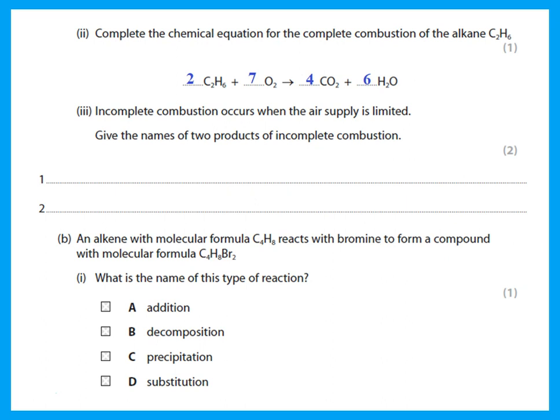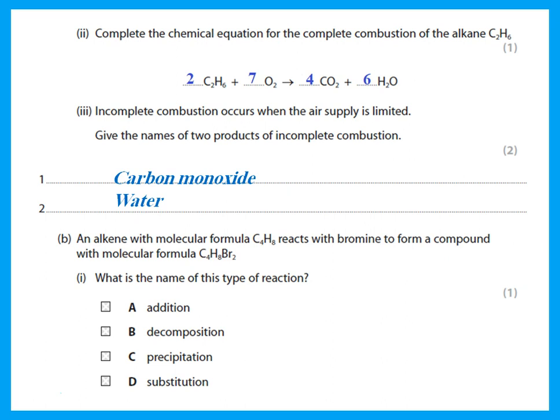Then he says incomplete combustion occurs when the air supply is limited. Give the names of 2 products of incomplete combustion. Remember that we said if I have complete combustion, it gives carbon dioxide plus water, like that equation above. But if I have incomplete combustion, it will give carbon monoxide and water.